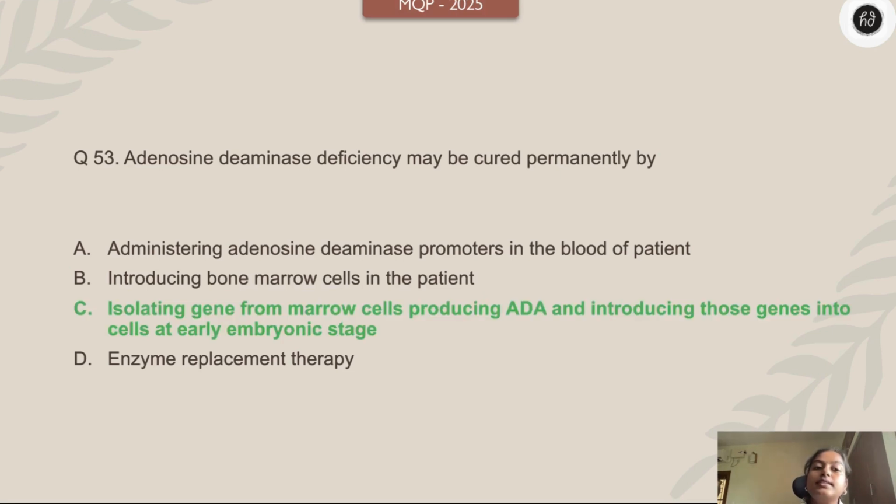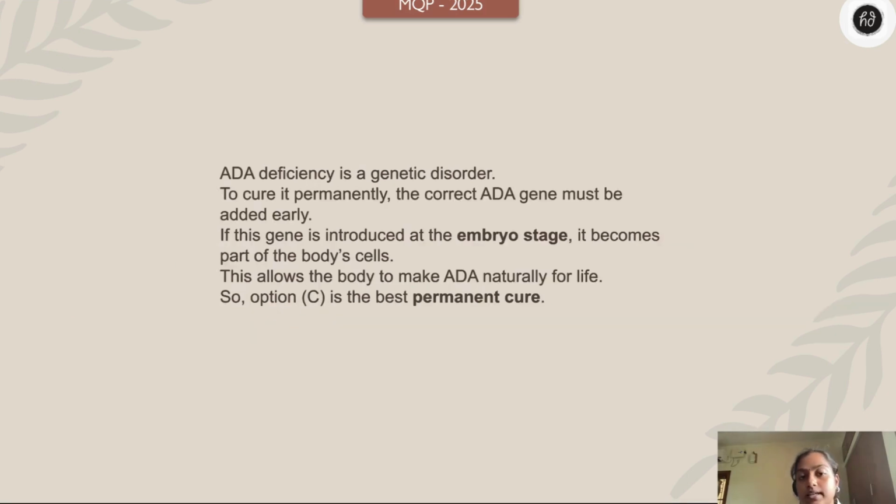Yes. So the answer is isolating gene from the marrow cells producing ADA and introducing those genes early at the embryonic stage. That is how we can prevent ADA deficiency. The gene has to be introduced at the embryonic stage. Therefore, it becomes part of the body cells and it will eliminate the deficiency.